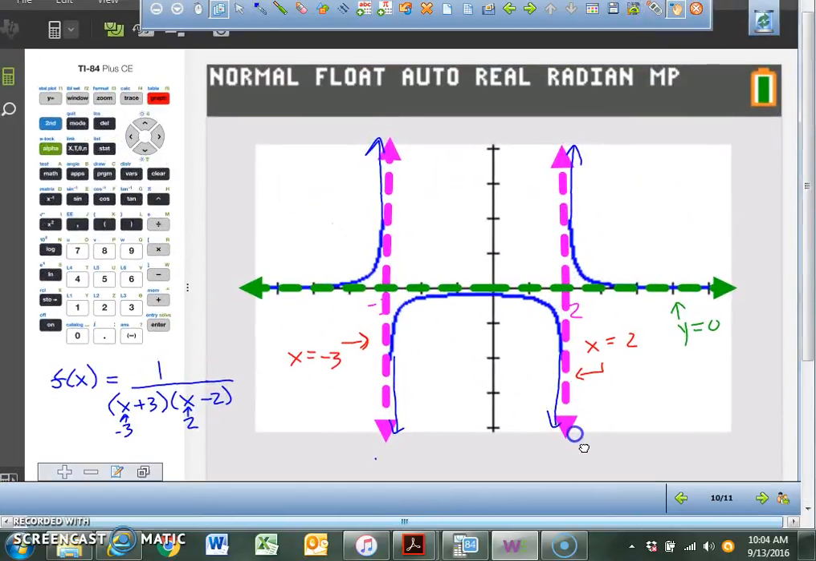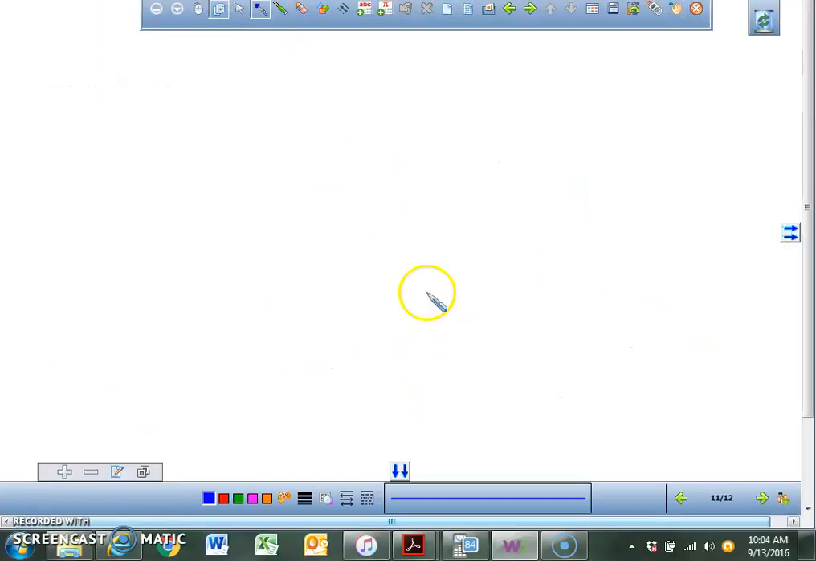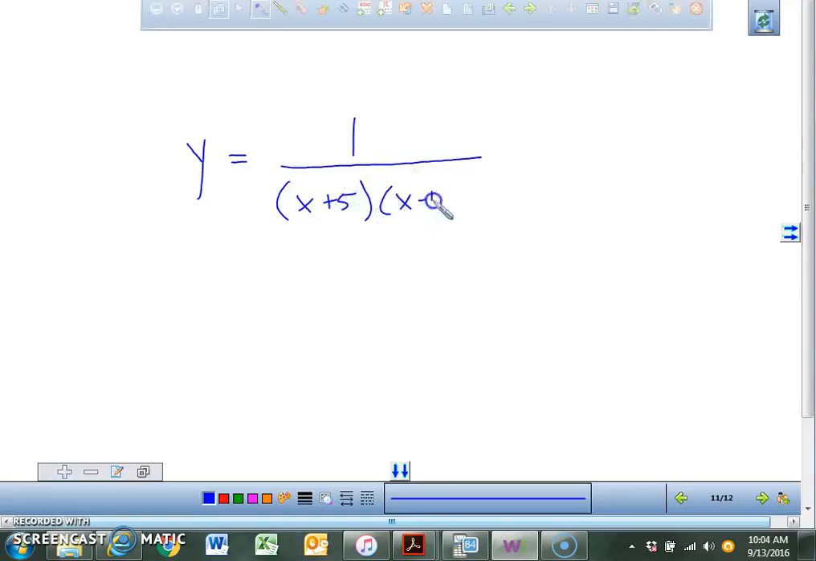All right. So right now, what I want to test you guys on. Right now, I'm going to test you guys. Right now, in your journal, I want you guys to write this equation down. Don't graph it, just write it down. Is this a new problem? Yep.